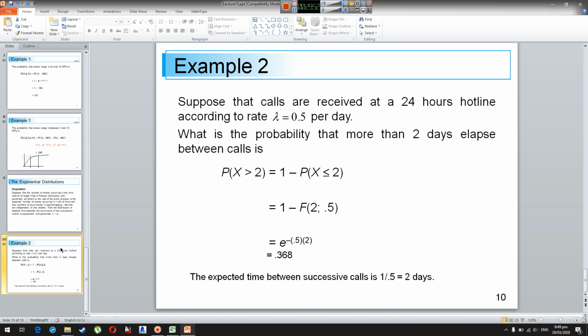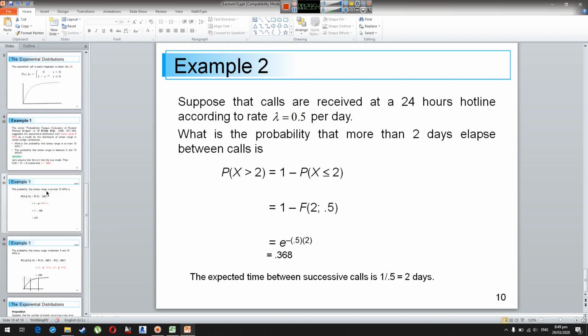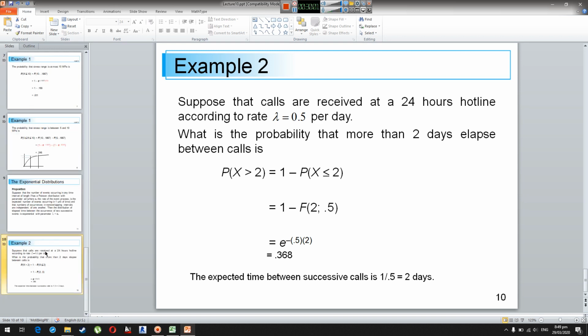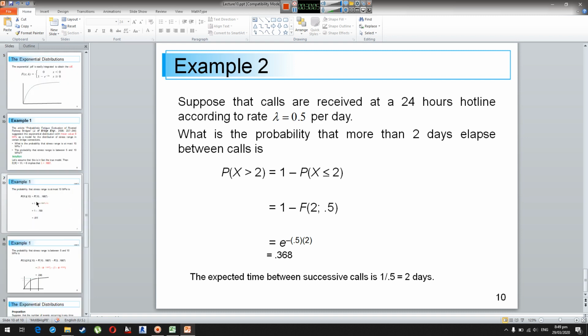If you have any problem related to the exponential distribution or any other previous lectures, you can discuss it with me. Now you can use the same technique to solve example number 2. That was all for the exponential distribution. Thank you.